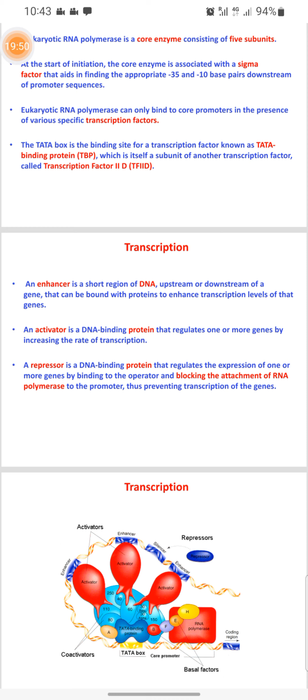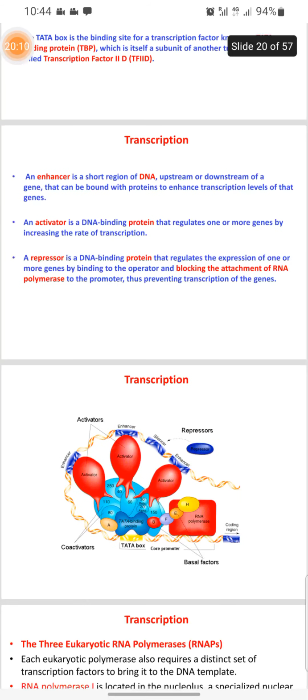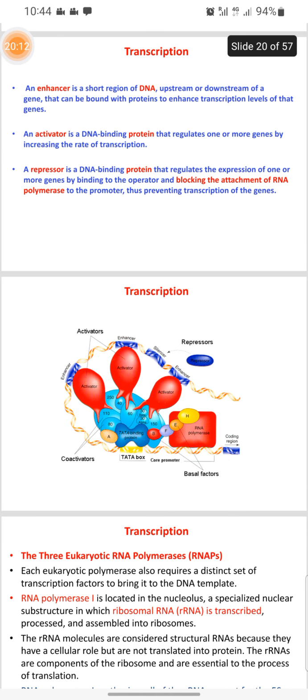An activator is a DNA-binding protein that regulates one or more genes by increasing the rate of transcription. A repressor may regulate one or more genes by binding the operator, blocking the attachment of RNA polymerase, and so repressing gene expression at the promoter, thus preventing transcription of the genes.